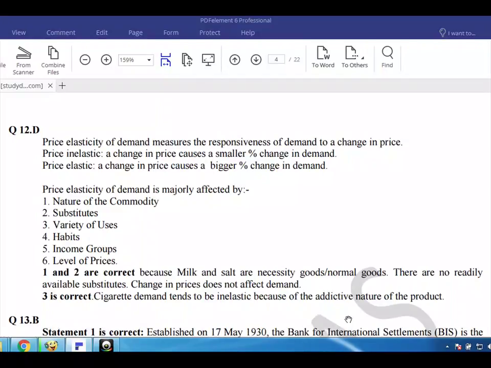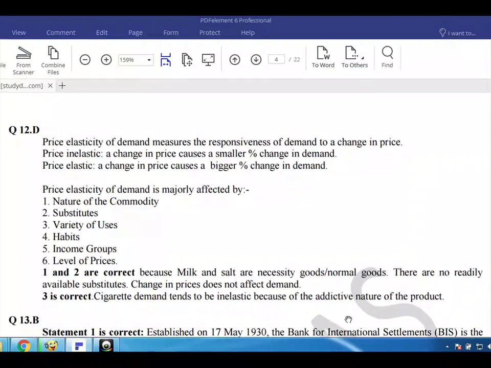Q12.D Price elasticity of demand measures the responsiveness of demand to a change in price. Price inelastic: the change in price causes a smaller percent change in demand. Price elastic: the change in price causes a bigger percent change in demand.